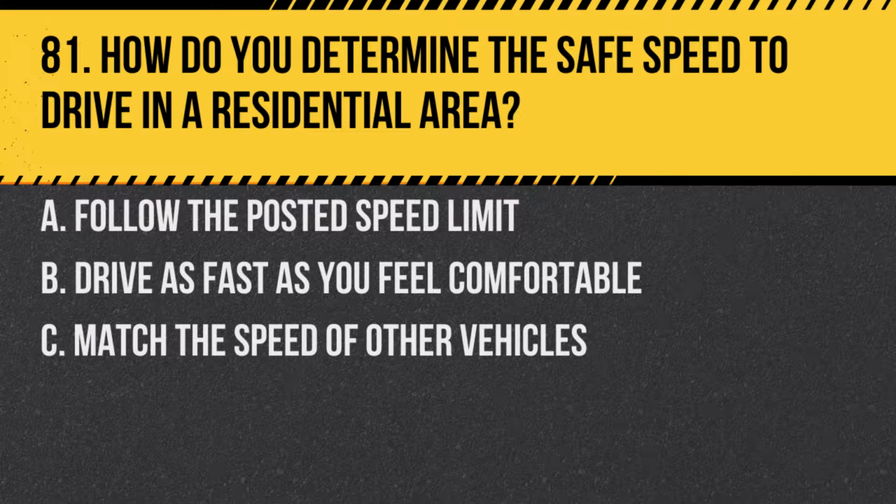Question 81. How do you determine the safe speed to drive in a residential area? A. Follow the posted speed limit. B. Drive as fast as you feel comfortable. C. Match the speed of other vehicles.